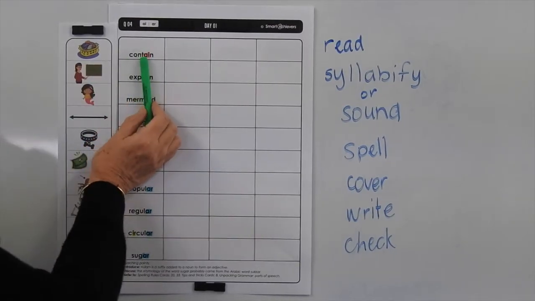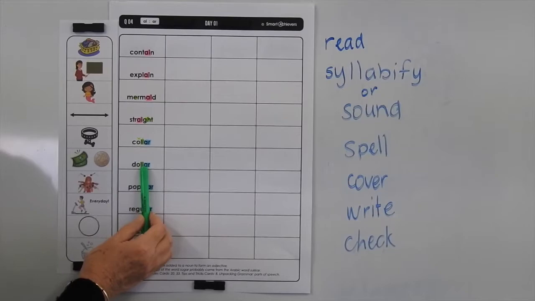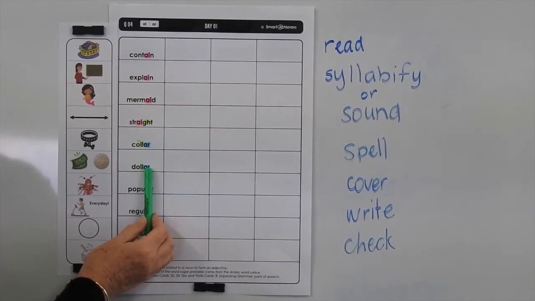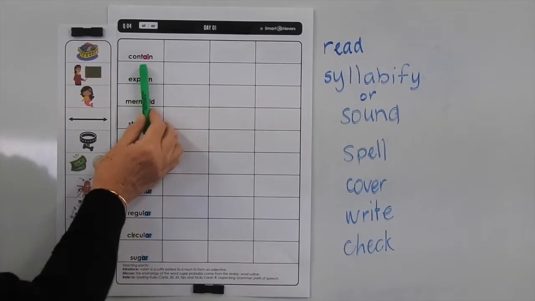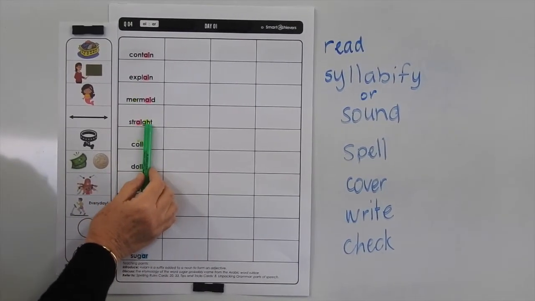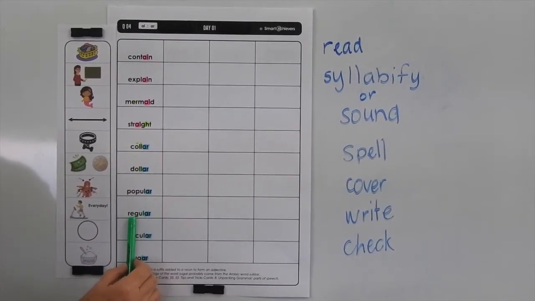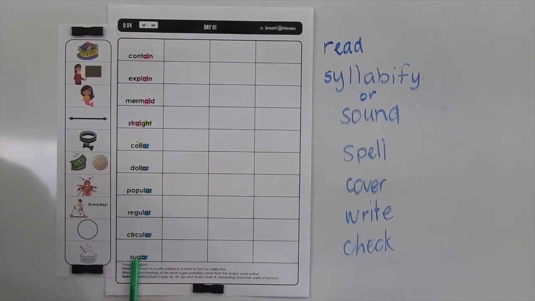So in our words, we've got the AI making the long A sound, and then the AR making the R controlled vowel R. So we've got contain, explain, mermaid, straight. Then we've got collar, dollar, popular, regular, circular, and sugar.